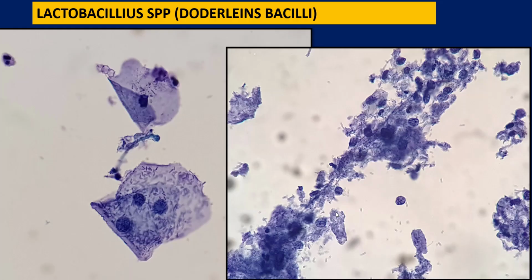So the first organism that we are going to look at is Lactobacillus or Döderlein bacilli. These are rod-shaped structures, and they are present on top of the squamous cells, even glandular cells, and they're also present in the background. They're a part of the normal vaginal flora, and they tend to be particularly prominent during the first 9 to 10 or 12 days of the menstrual cycle.